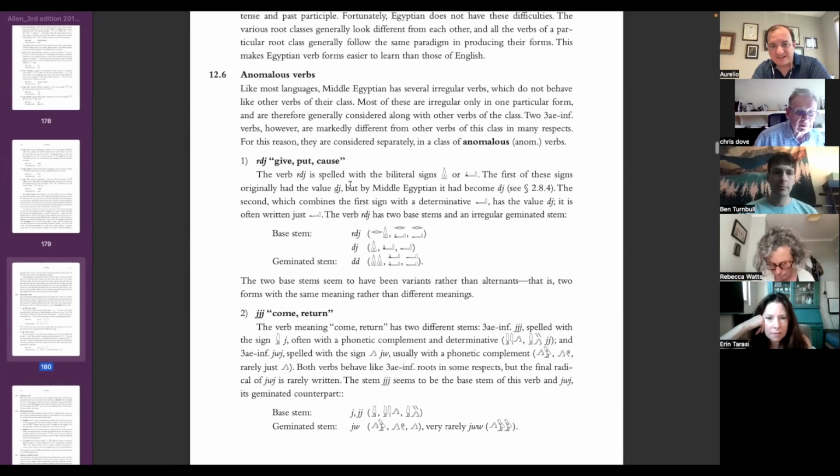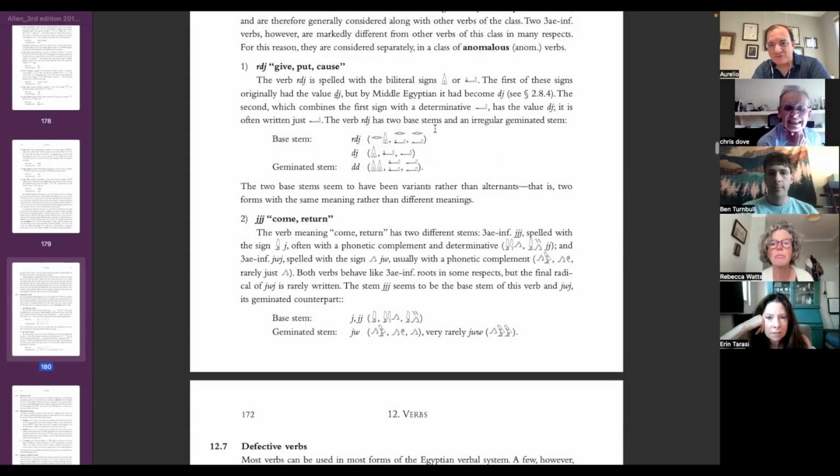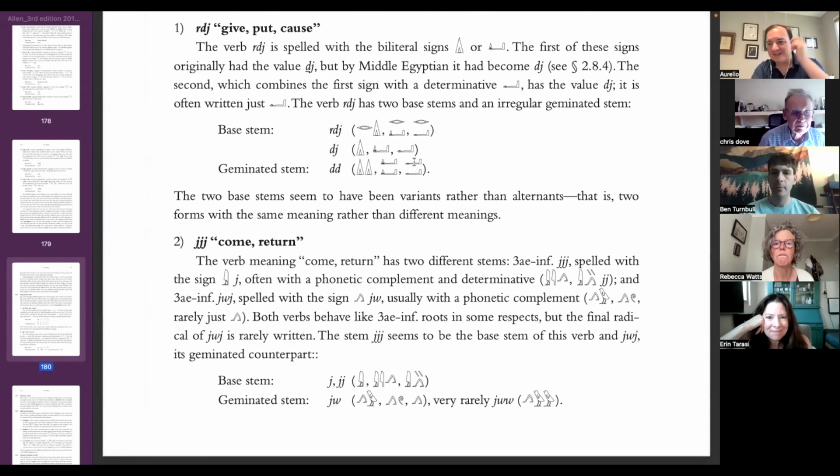The first of these signs originally had the value G with a J, but by Middle Egyptian it had become D, says Alan. The second, which is really just a combination of that little bread loaf on top of an arm, has the value D, often just written like a hand. The verb RD has two base stems and an irregular geminated stem: RD, D, and dd. The two base stems seem to have been variants rather than alternants, that is, two forms with the same meaning rather than different meanings. Maybe that's why I can't figure out which is used where. Yes, Chris.